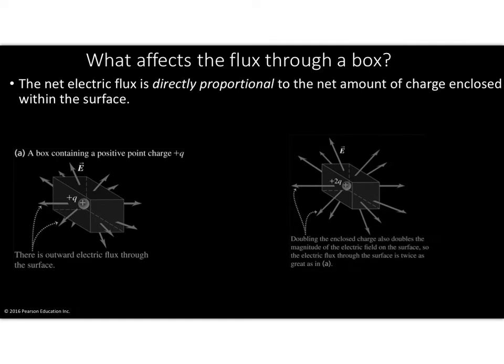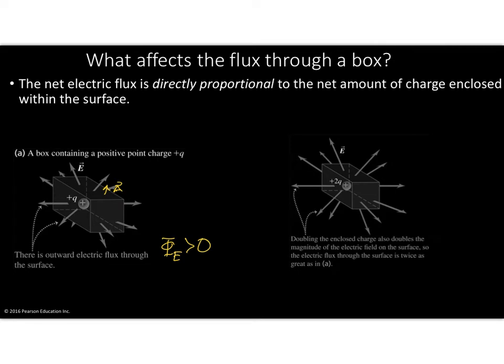Here's the opposite situation. What if we have positive charge inside the box? Electric field lines go away from positive charges. So here, the electric flux is positive because of the electric field lines, and the area vectors tend to be in the parallel direction to each other, or at least the angle between them is less than 90.